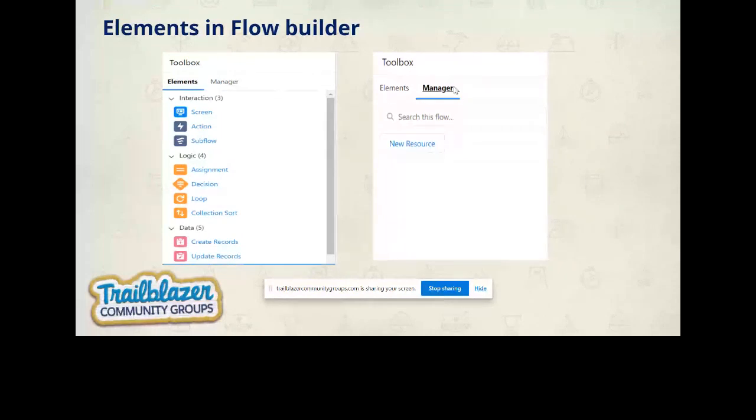Another tab we have in the toolbox is called manager. Here we have the new resource. New resource is basically a collection of different data types, we can say. In this we have a number of things like choice set, choice variable, and many more. So we can store any kind of data in a resource.